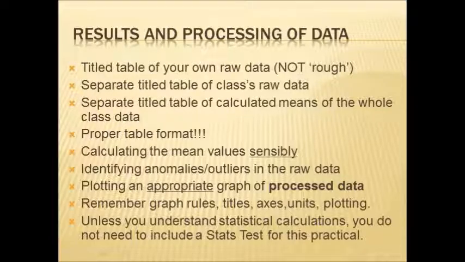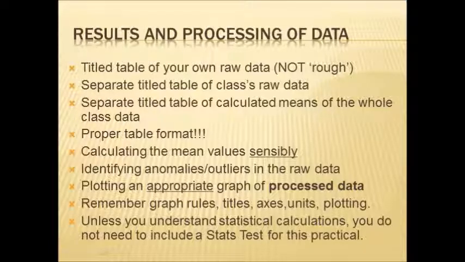And then from that, you need to calculate the means of the whole class data. So what you'll need to do, for instance, is to calculate the mean results that everybody got for E. coli and, for instance, Dettol. And then E. coli and J's fluid. And then you repeat that with the other bacteria. Remember to use proper table format and don't put any units into the body of the table. The units should be in the headers.